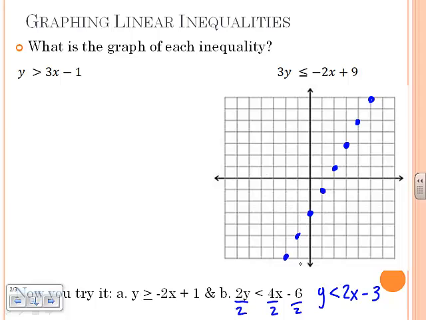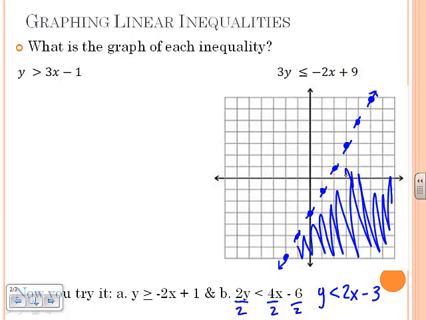Because this one is not equal to, we're going to draw a dashed line through our points. Once again, you should be picking a test point somewhere above or below that line and testing it in the equation. This time, the shading is going to be down here. So once again, if you did not get these correct, write down your questions and bring them into class.